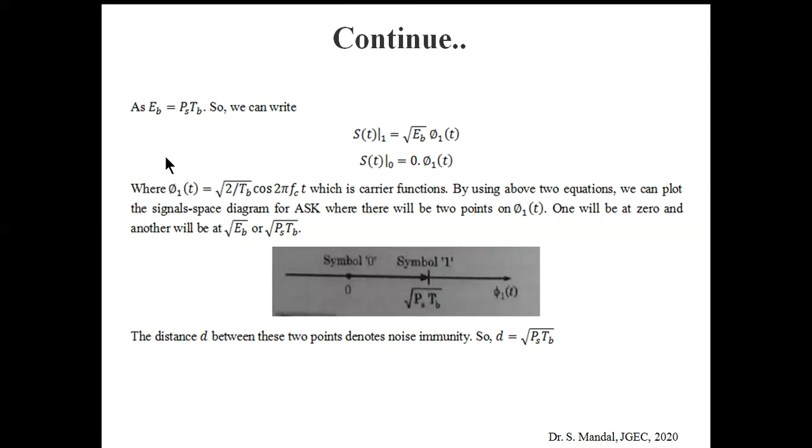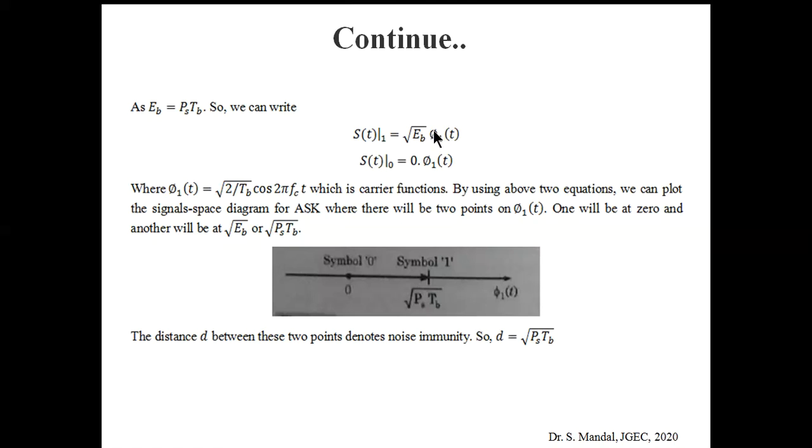By using the above two equations, we can plot the signal space diagram for ASK. So what is the signal space diagram? In the signal space diagram, we just plot the corresponding value of energy with respect to the orthonormal basis function.